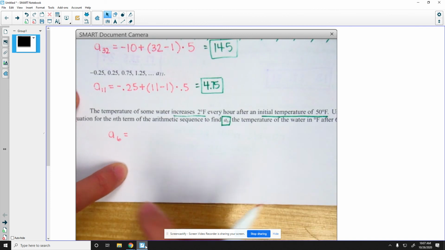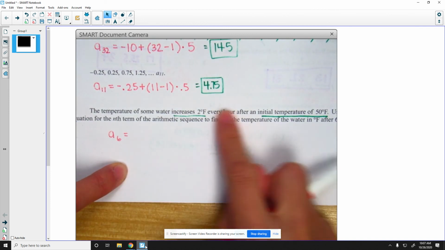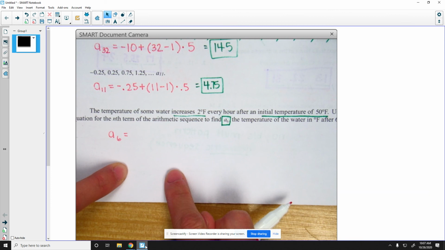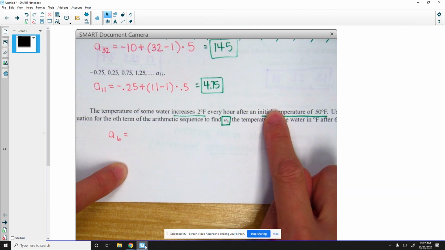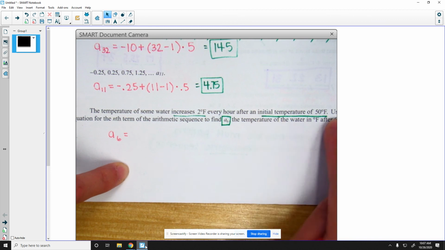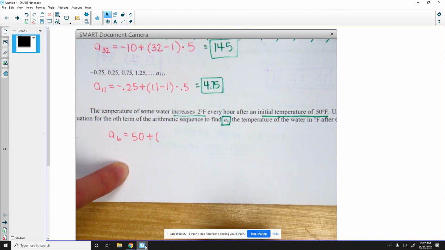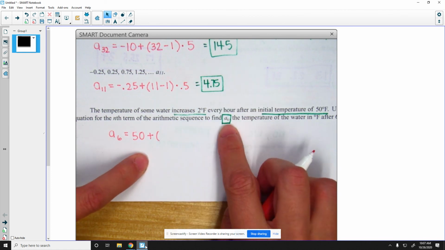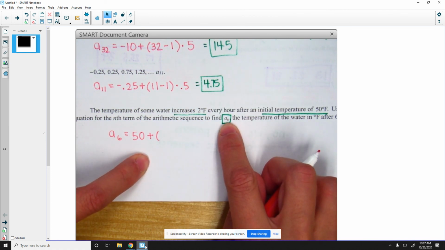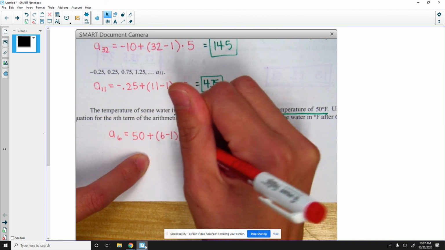A1 stands for my first term. Can someone raise their hand if they know what number that would be? Jose? Initial means start. Yeah, so it's 50. Your start is your first. Your first would be your 50. So plus parentheses n, someone different. Can you raise your hand, please, and tell us what n is? Kip? 6, because you want to find A6. It says right here, 6 hours after. So it's 6 minus 1 times d.